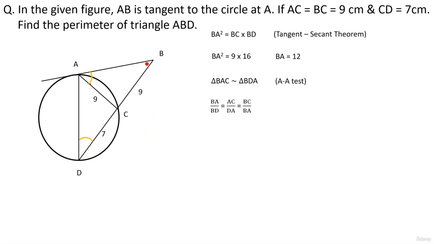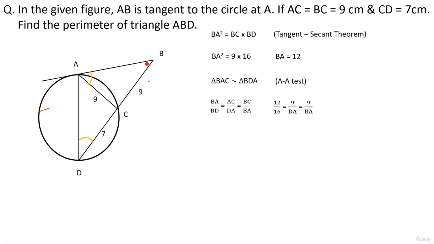Okay, that means the ratio of the sides will be same. The corresponding sides ratio will be equal. Okay, so BA upon BD is AC upon DA is equal to BC upon BA. Plugging in the values, we have the equation as 12 by 16 equals to 9 by DA equals to 9 by BA. अब हम पहले क्या करेंगे, पहले हम ये वाला पार्ट कंसीडर करेंगे इस इक्वेशन का.